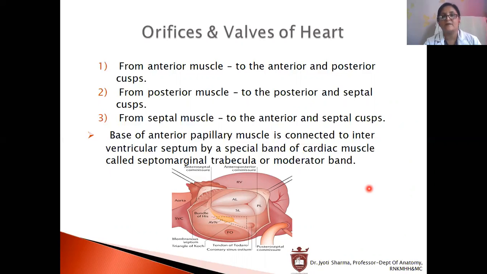The base of the anterior papillary muscle is connected to the interventricular septum by a septal band of cardiac muscle called the septomarginal trabecula or moderator band. Here we can see the three cusps of the tricuspid valve.